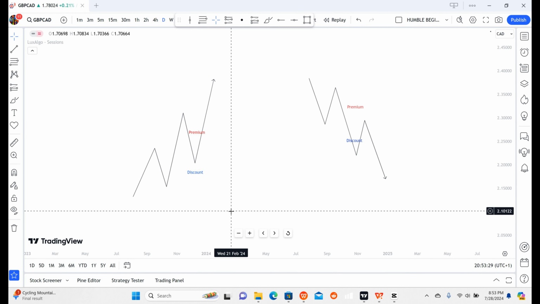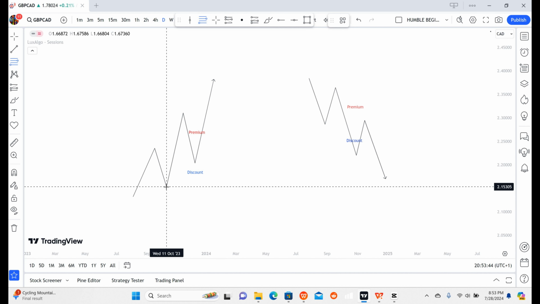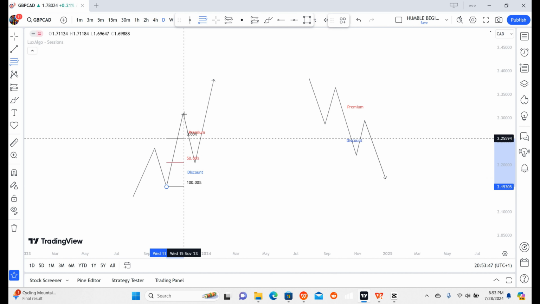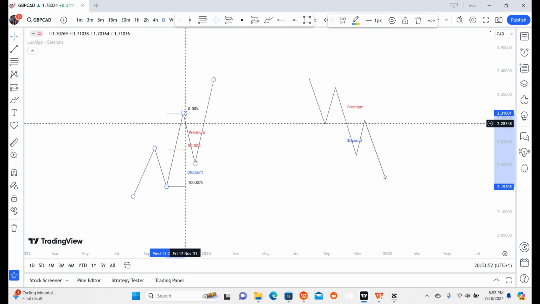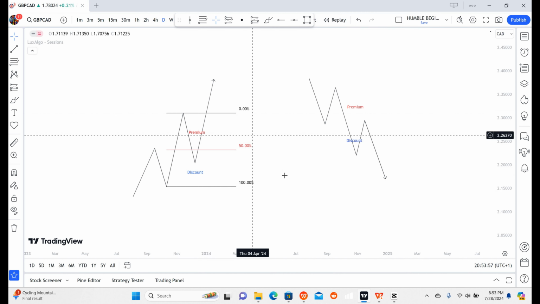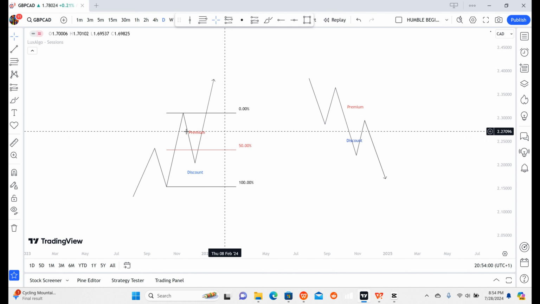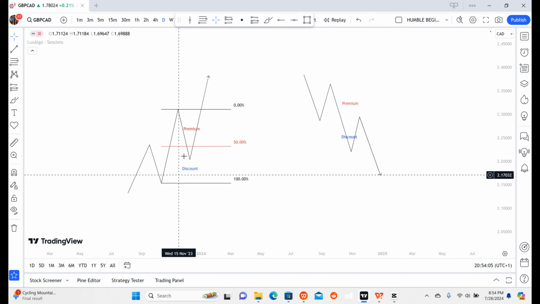Now, I'm going to show you how to identify these zones using a modified Fibonacci retracement tool. So let's just click on this. Right, so this is our leg of price action. This is the leg that broke structure, and this is the highest point before our retracement began. So this is how we're going to draw our modified Fibonacci tool. You can see that above the 50% level, we have our premium, and below the 50% level, we have our discount.